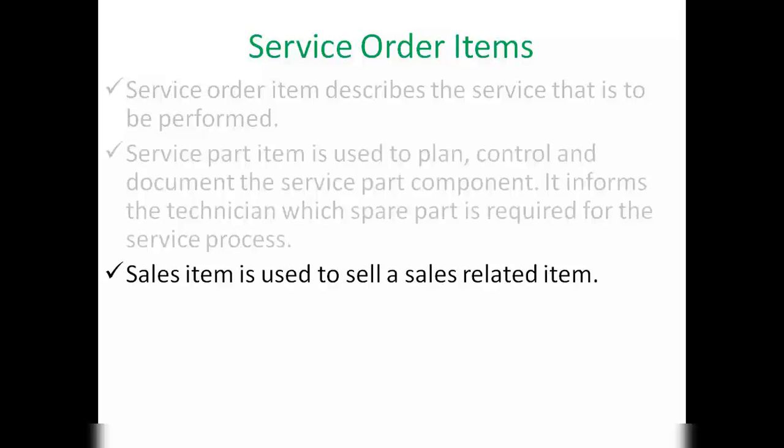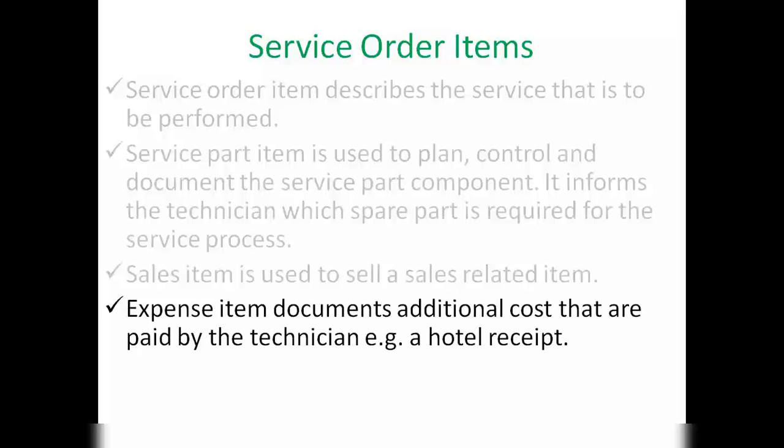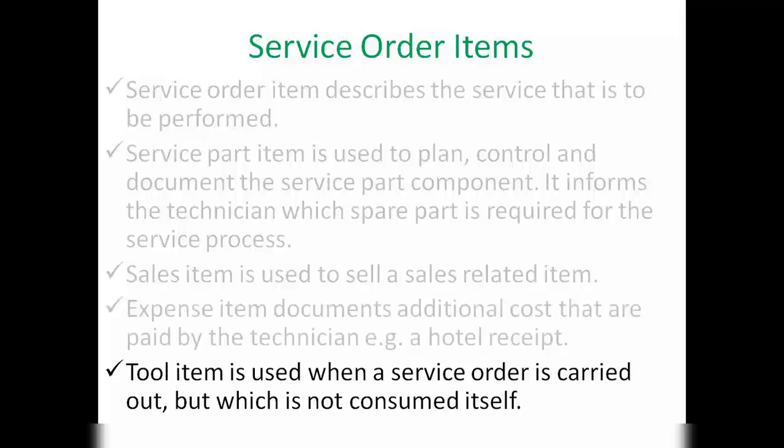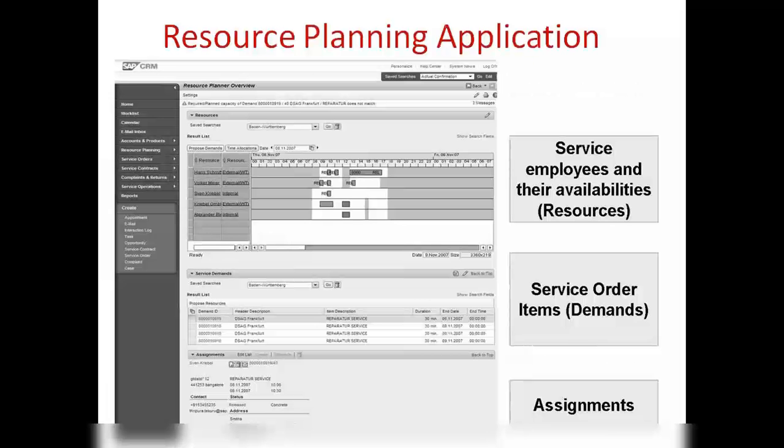Sales item, like an item we sell, a physical goods item, you can enter as a sales item in the service order. Expense item, as I said, your hotel charges, your food charges, whatever charges, your taxi charges, they have hired a taxi. This is an expense item. And finally you have the tool item. The service technician has to buy some special tools to perform that job. That's your tool item. So these five types of item you can enter in the service order.